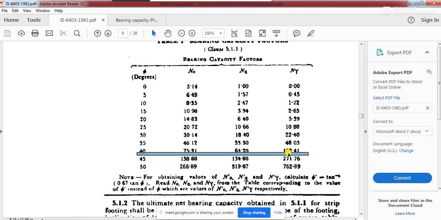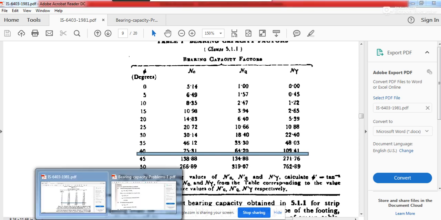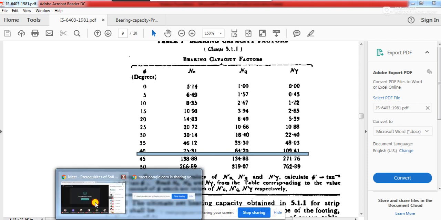As the problem is given for 42 degrees, which is more than 36 degrees, it is a general shear failure problem. So consider it as a general shear failure problem and solve it. Is there any doubt? Anything else you want to ask? Is everyone clear?